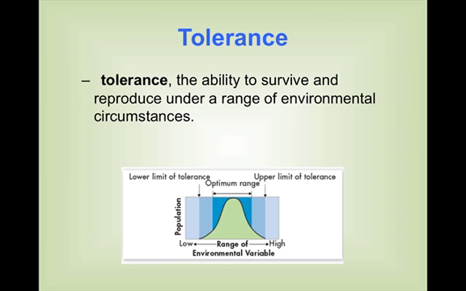Other things that factor into tolerance are things like acidity, your pH. Certain organisms don't do well at low pHs or acidic environments. However, the bacteria in your stomach, because it's very acidic, would be just fine in an acidic environment. They would not do well in a basic environment, which is a high pH. There are a lot of different things that you could tolerate as an organism, but your ability to survive under these environmental circumstances is your tolerance.